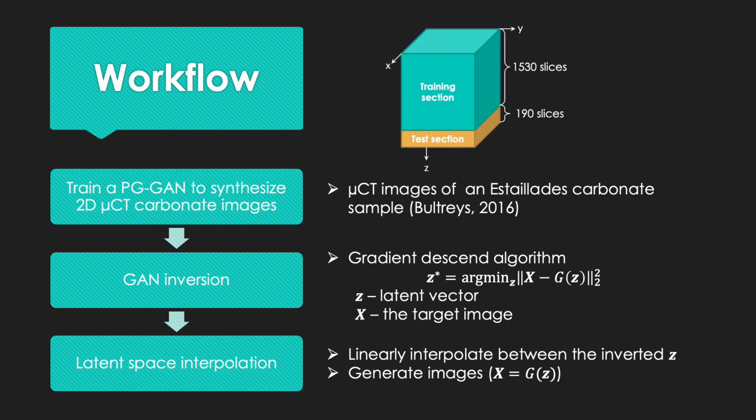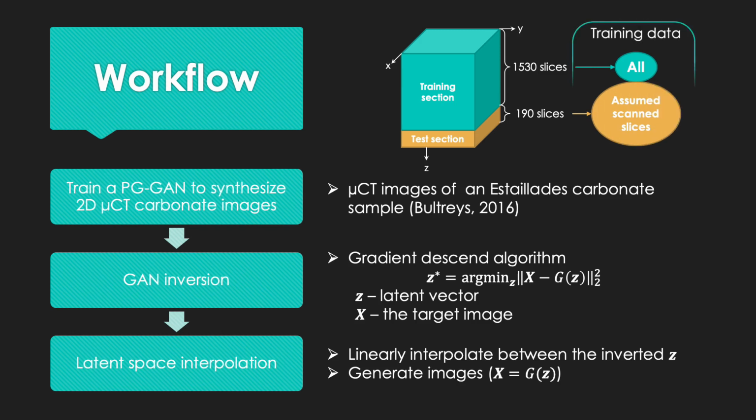Note that the rock sample is divided into a training section and a test section. We use all slices from the training section and the assumed scanned slices from the test section to train the PG-GAN. If the test section slices excluded from the training data can be accurately reconstructed using our method, this means that the PG-GAN has satisfying generalizability because it is able to synthesize images outside the training data set.